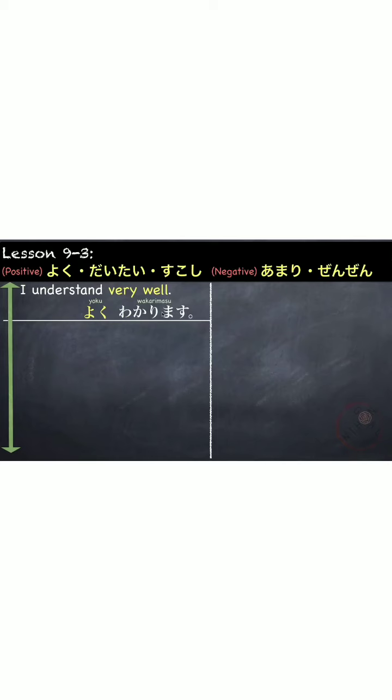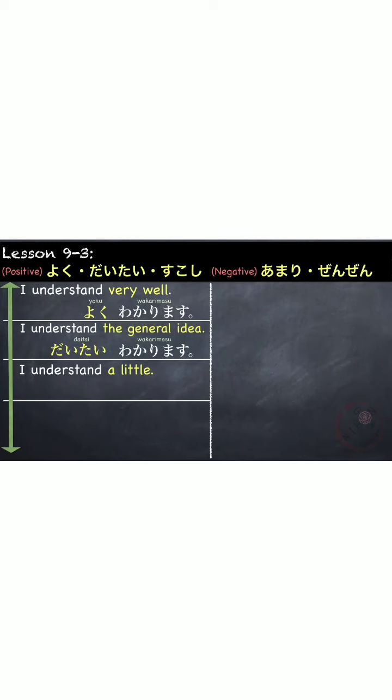よくわかります. So it's like saying I understand 100%. Lower than that is I understand the general idea, not 100% but most of it. Most of it or roughly is だいたい. だいたいわかります. I understand about 70 to 80%. Next is 少し, a little. 少しわかります. About 30 to 20%.